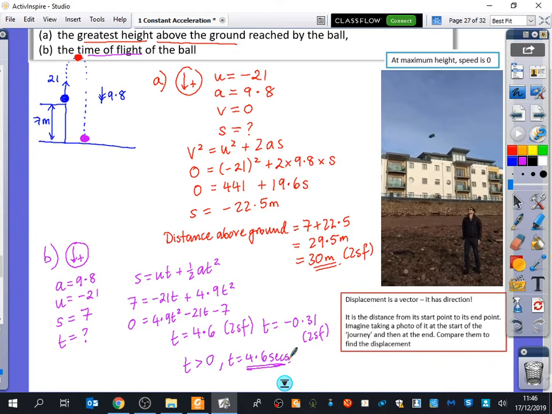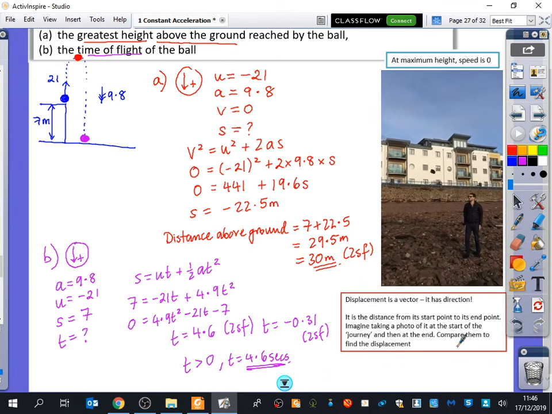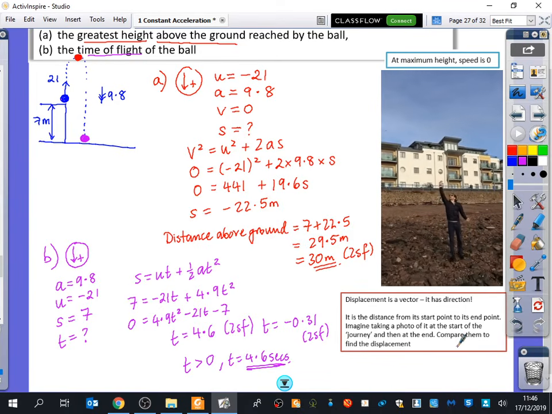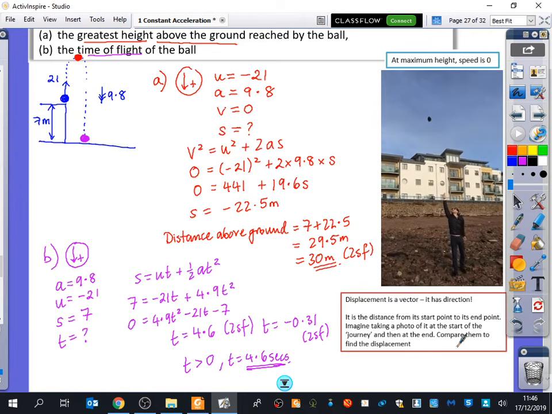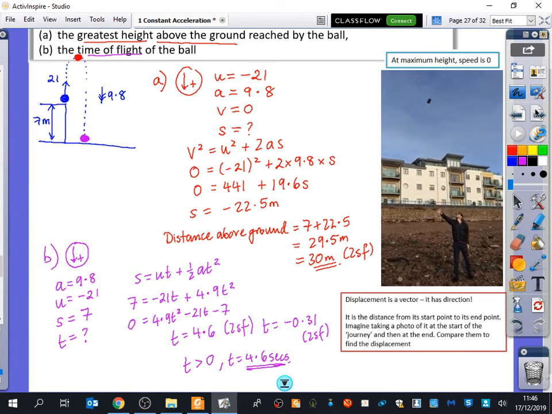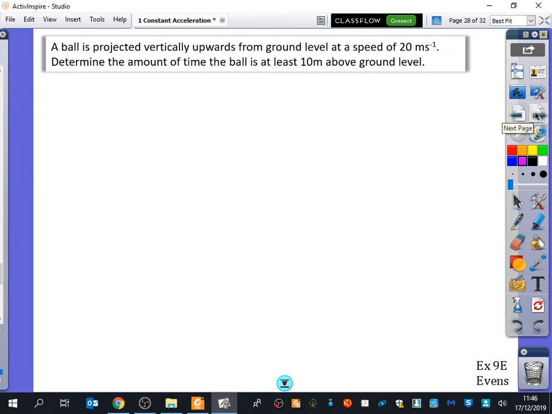And this is all I've said here about taking the photo at the beginning and the photo at the end to try and think about what its displacement is, that it is not distance. So I think we're going to just do one more question, and then it's just going to be practice for the rest of the lesson. I know you've been listening to me for a while now, but we're just going to do this one last question that we've got here.